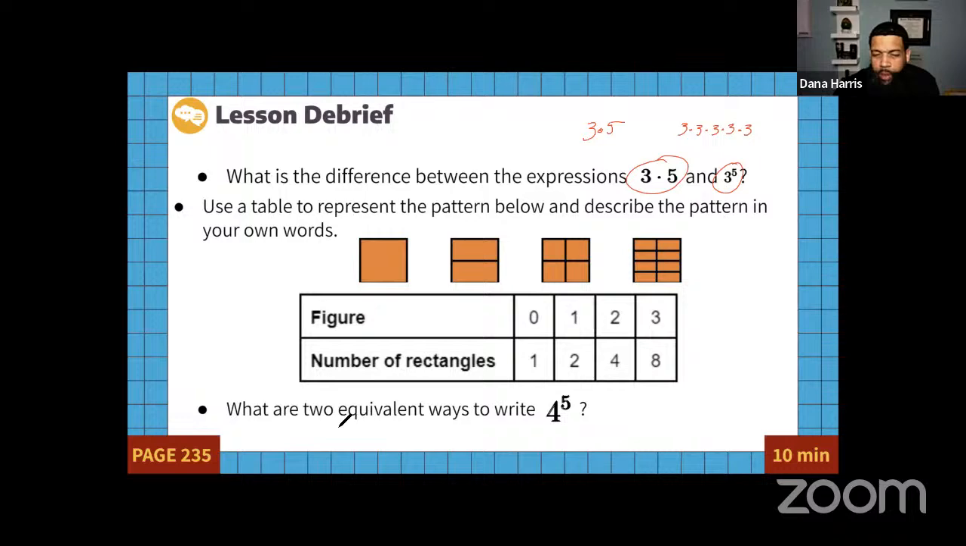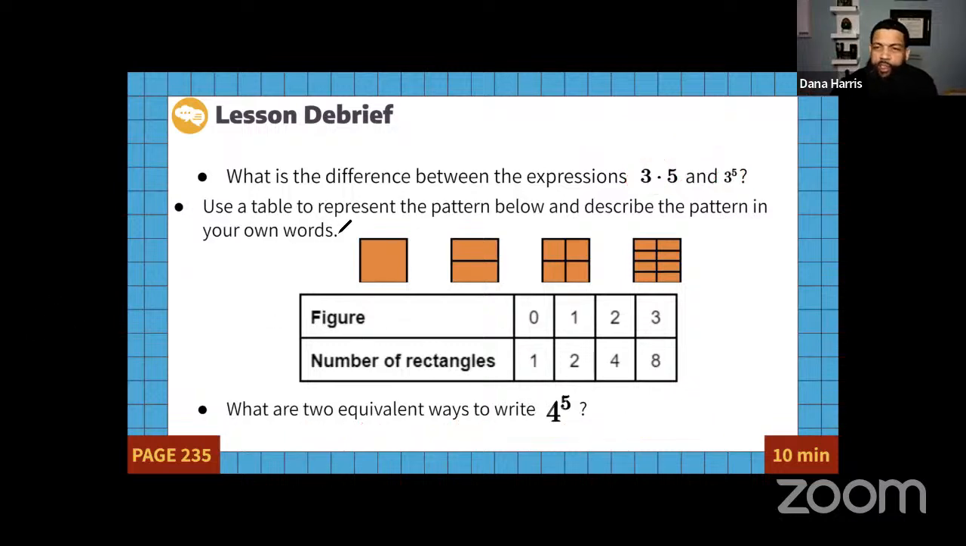It says, what are equivalent ways to write 4 to the 5th power? So we could say 4 times 4 times 4 times 4 times 4. Or we could say 4 to the 2nd power times 4 to the 3rd power. Or, let's do a different way using the quotient rule: 4 to the 7th power over 4 to the 2nd power. That would simplify to 4 to the 5th power as well. We could also say 4 times 4 to the 4th power. So any combination of exponents that add up to 5, because it's 4 to the 5th power.